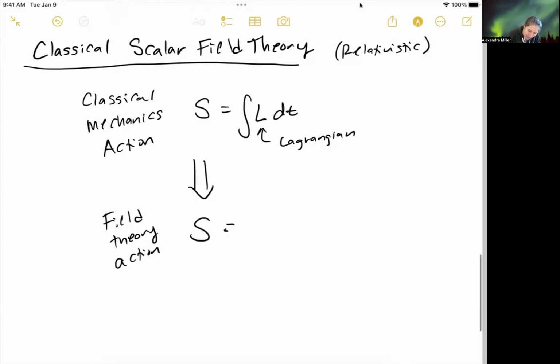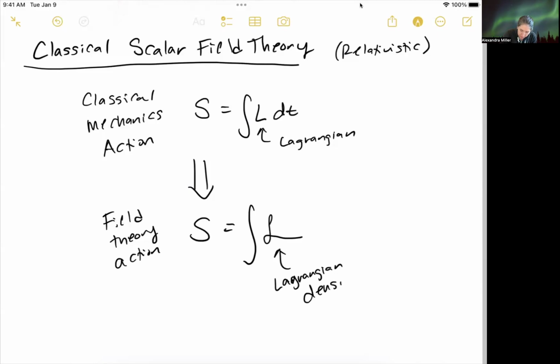And so in field theory, we're going to rewrite this, and our field theory action, we're still going to use S, and it's going to be the integral over something where we often use a curly L, and this is going to be a Lagrangian density. And then we're going to integrate over space and time. So often actually we'll just write this as d4x here, where the 4 is representing all 4 of our space-time coordinates.